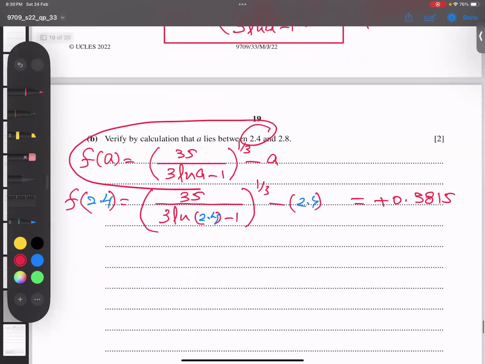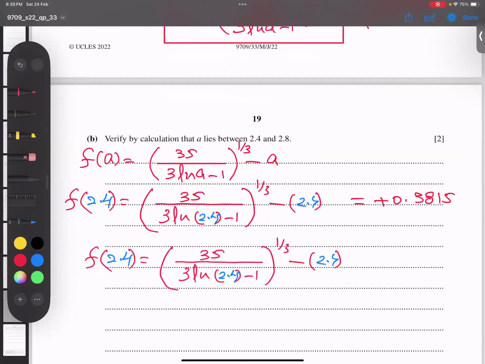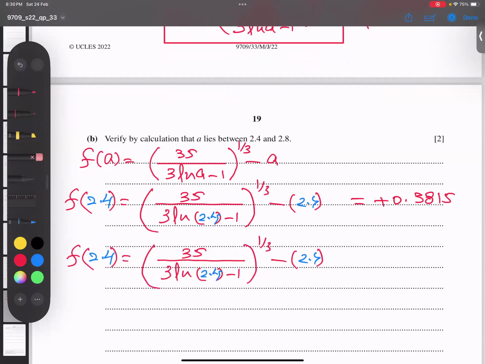First, I plugged in 2.4 everywhere. Now I'm going to plug in the other number. I'm copying the whole equation to save my time, and I'm copying the other number now. First I plugged in 2.4, now I plug in 2.8. So when I plug in 2.8, it goes 2.8 here, 2.8 here, and 2.8 here. And I will check this answer now. So simple, I replace with 2.8, and this gives me negative 0.2411.